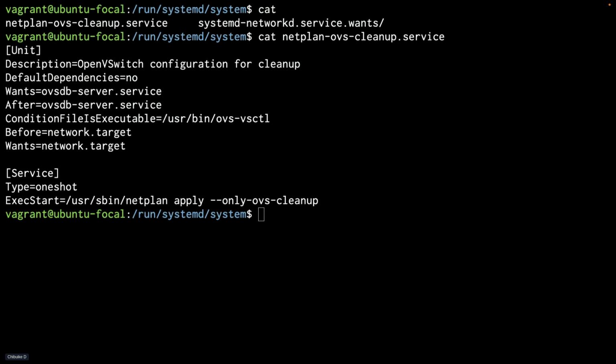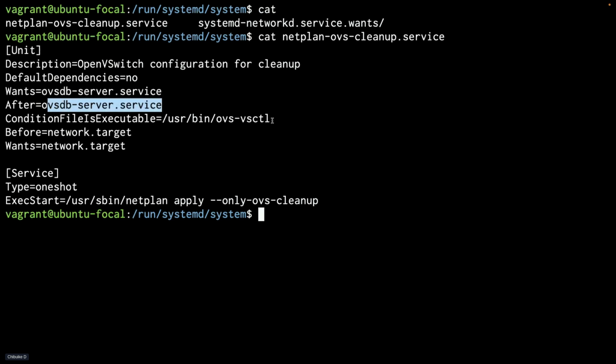Everything after the dot is a unit. Yes. This is an example of a run file, and if you can see, this is just a run file for Open vSwitch configuration for cleanup. Are there any default dependencies? No. What does it use? It wants this particular service. So this service exists, so it's going to look for this service. And after that, it's also going to reference this service.